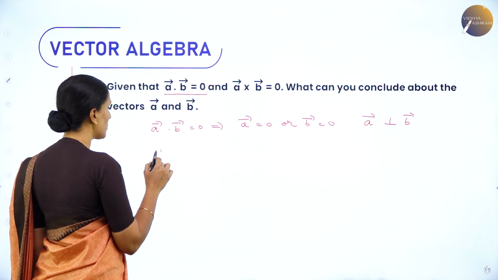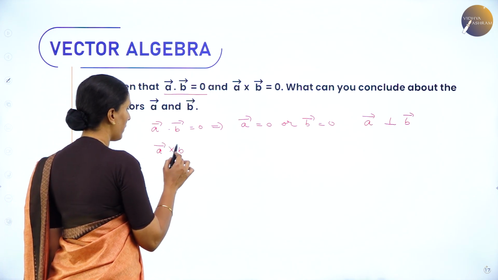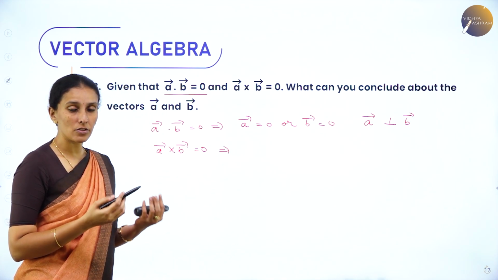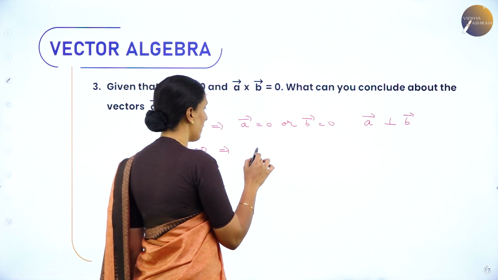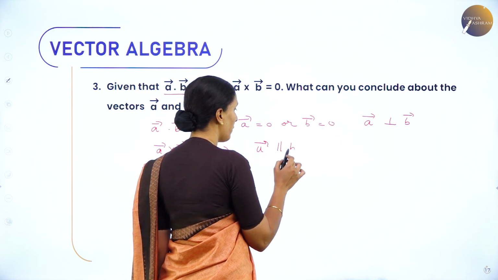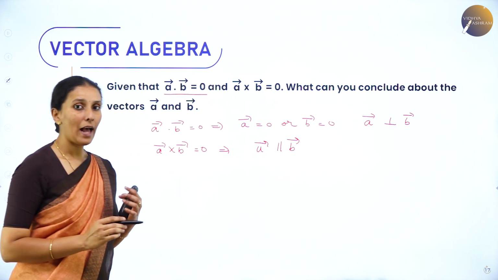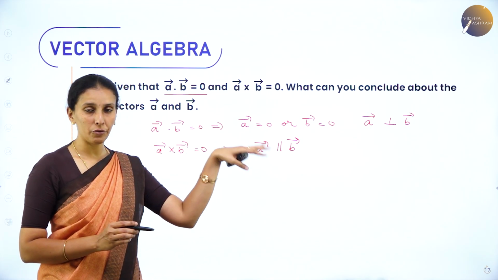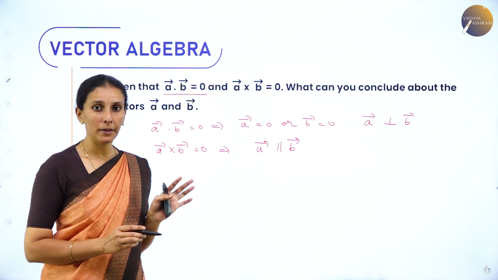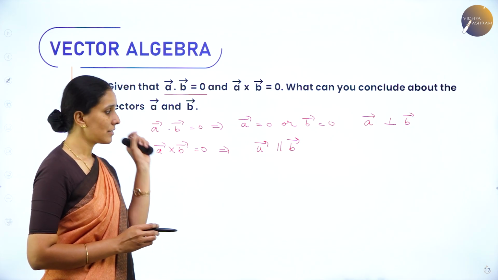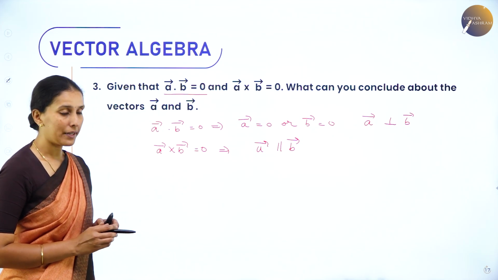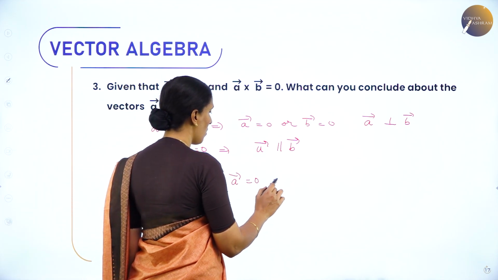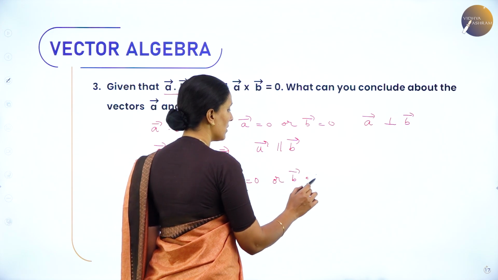Now here they have also given the cross product of the vectors is equal to 0. So if the cross product of the vectors is equal to 0, that means vector A is parallel to vector B. So it cannot happen simultaneously. That means either vector A should be parallel to vector B or vector A should be perpendicular to vector B. Hence, since it cannot happen simultaneously, we can conclude either vector A is equal to 0 or vector B is equal to 0.